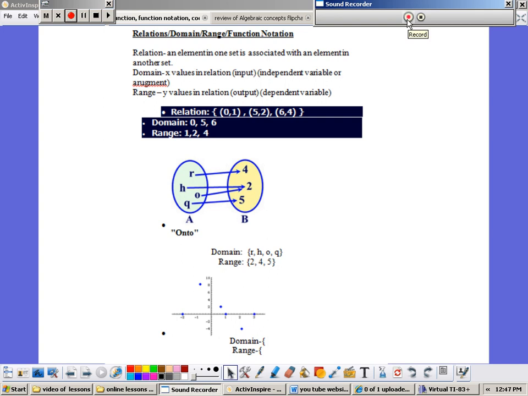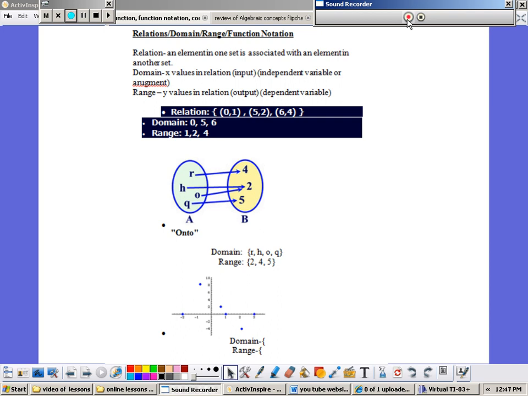Okay, today we're going to talk about relations, domain, range, and function notation. A relation is where an element in one set is associated with an element in another set. In other words, it's a set of points. The domain is all the x values. They're called the input, the independent variable. And the range is the y values in a relation. They're the output, or the dependent variable.